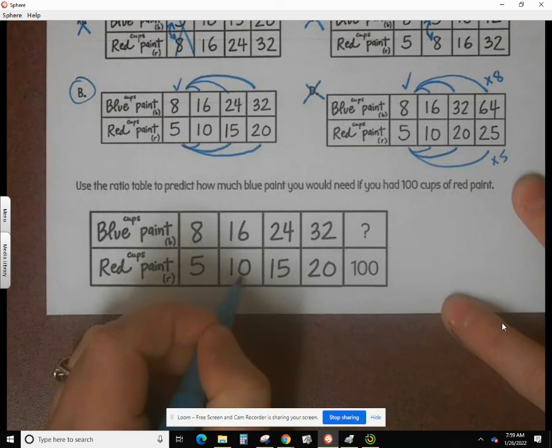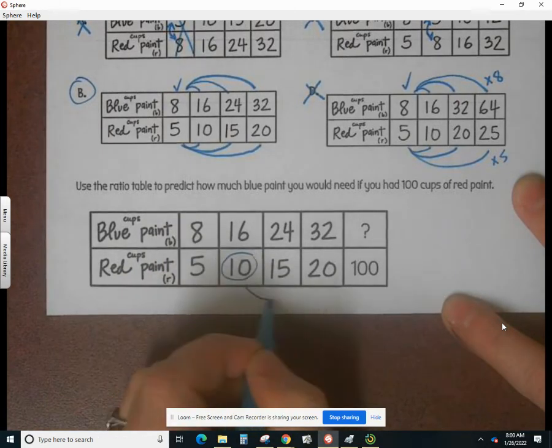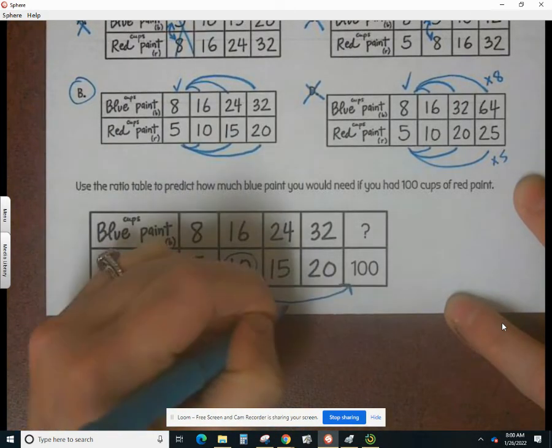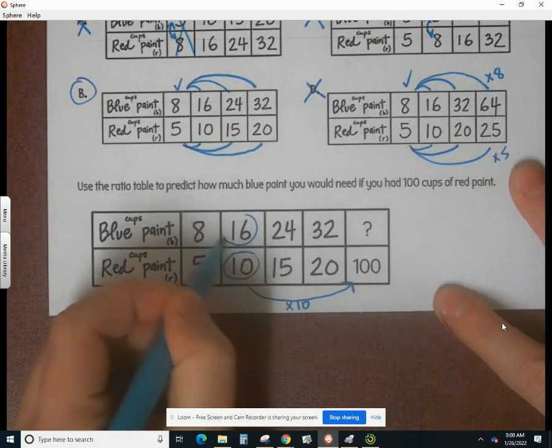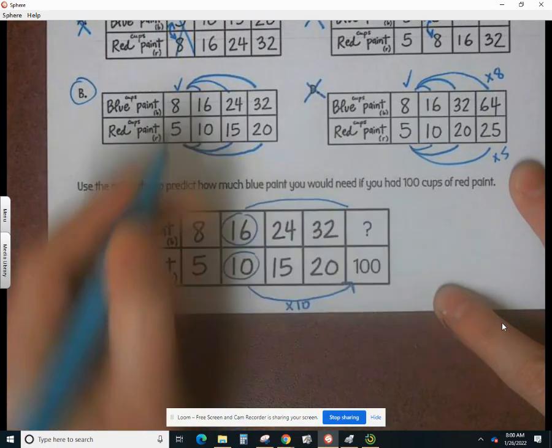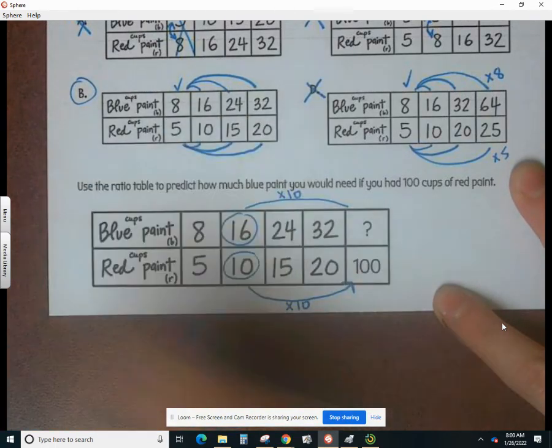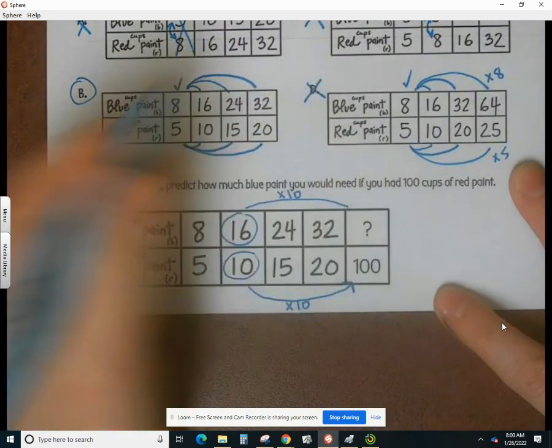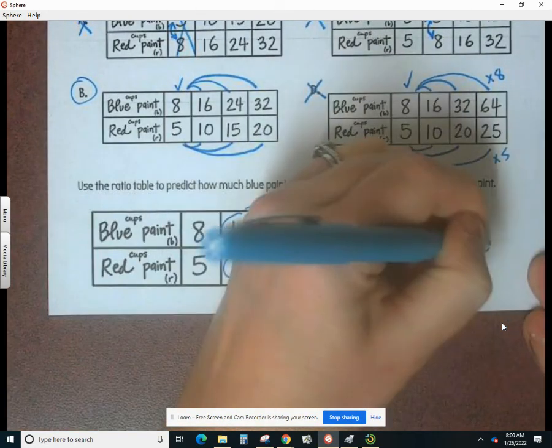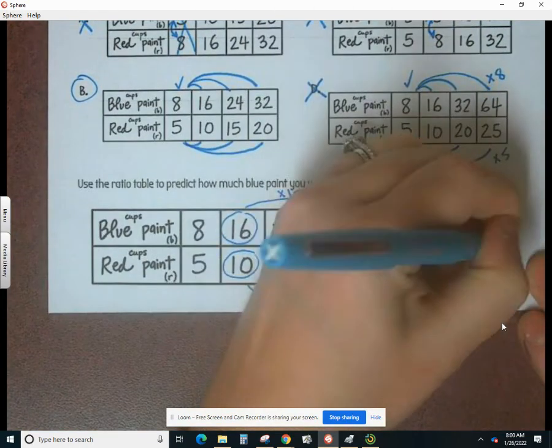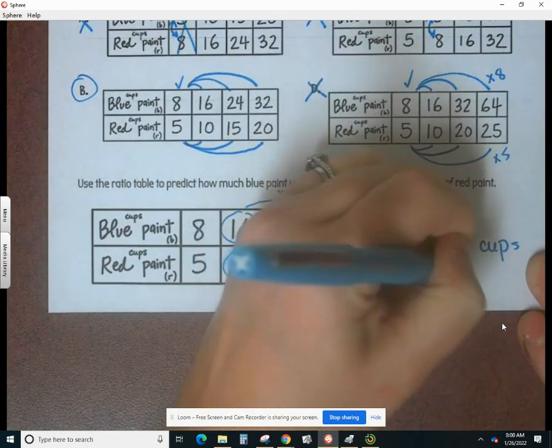So the one I noticed was I know what I could multiply 10 by to get 100, because 10 times 10, that's a common math fact. 10 times 10 is 100. So if I do that, then I'm going to do the same thing up here. So I do 16 times 10, and 16 times 10 is 160. So I would need 160 cups of blue.